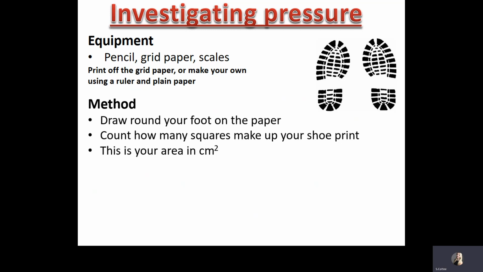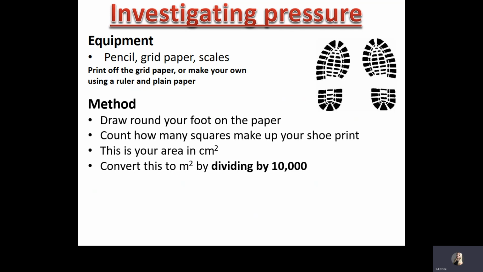You need to change this into metre squared. The way to do that is to divide how many squares you've got by 10,000. So make a note of that. Divide how many squares you have by 10,000. That is now your area in meters squared.